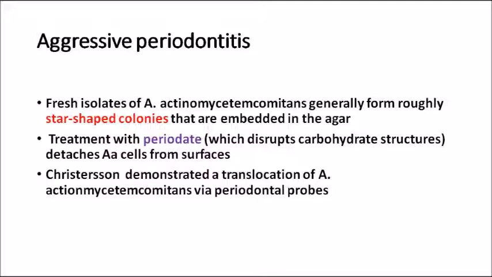And one more thing about AA is translocation. Translocation means when we probe a particular tooth and AA was present on that tooth, this will get attached to that probe surface. And when you probe another tooth surface, this AA colonizes the newer tooth surface which was uninfected. So this translocation of AA was demonstrated by Christensen. So these are the three important questions that can be asked about AA.